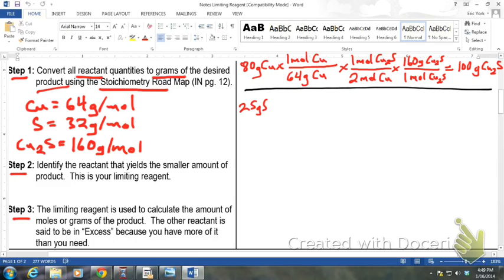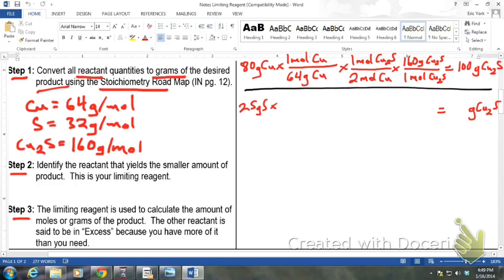Sulfur, so that's 25 grams. That's an S, not a 5. And we're still converting it to grams of copper 2 sulfide. The only thing that's changing right now is our starting number. So we have 25 grams of sulfur. We set it up. We're going from grams of one chemical to grams of another.